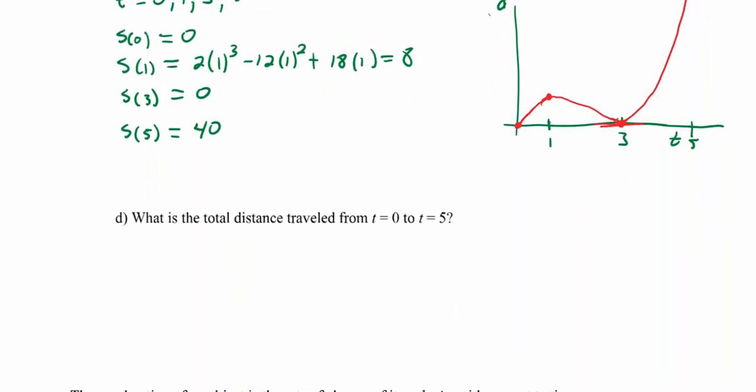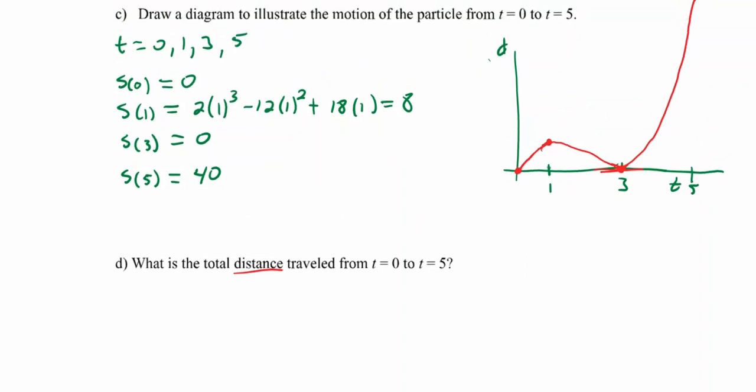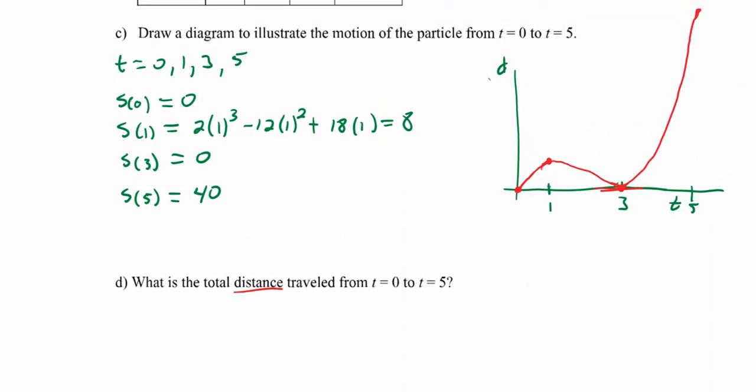Okay, what is the total distance traveled from 0 to 5 seconds? Now notice the keyword distance. Distance means that we don't care about the direction, right? So this one, especially now that we have the graph made, is pretty straightforward. All we got to do here is go, well, it's 8 up and down, right? You went 8 from there to there. And then in this section here, we know that we went down 8.